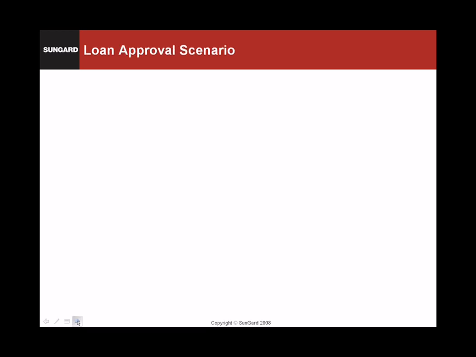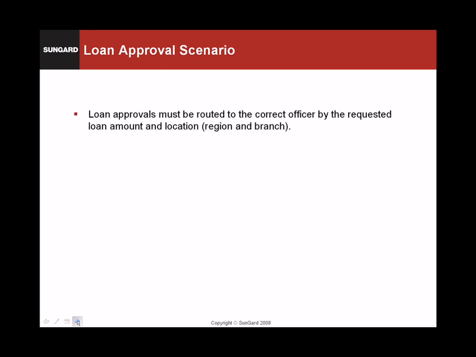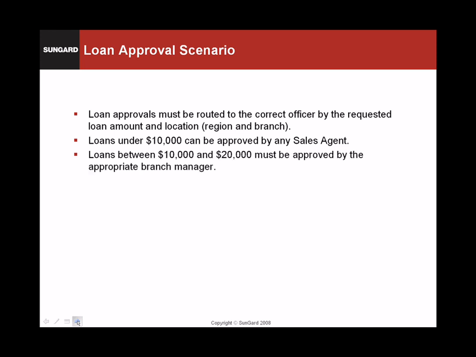So how does this work? We'll demonstrate the department functionality with a walkthrough of a simple loan approval scenario. The business requirements of the scenario are as follows. Loan approvals must be routed to the correct officer by the requested loan amount and location. Loans under $10,000 can be approved by any sales agent. Loans between $10,000 and $20,000 must be approved by the appropriate branch manager. And loans over $20,000 must be approved by the appropriate regional manager.